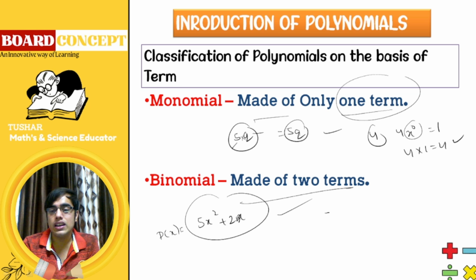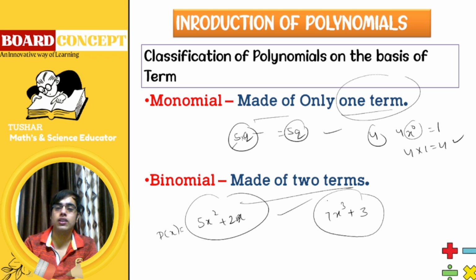Another example is 7x cube plus 3. It is made up of only two terms. The first one is 7x cube and the second one is 3. 3 is a constant term, but no problem. It is made up of two terms, so it is also a polynomial.